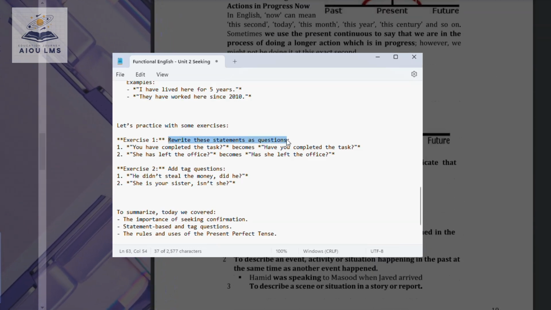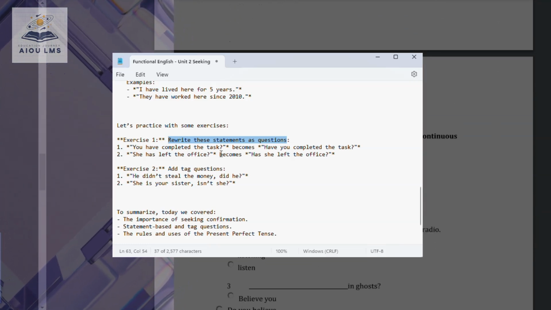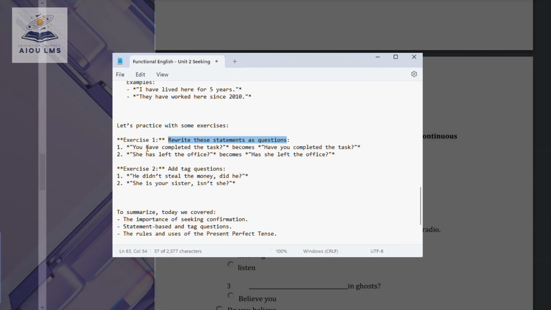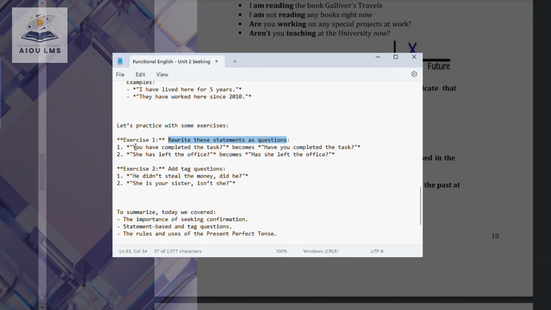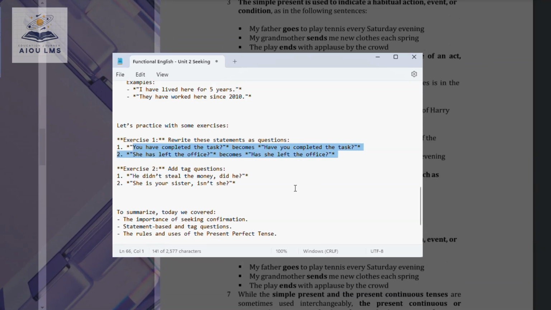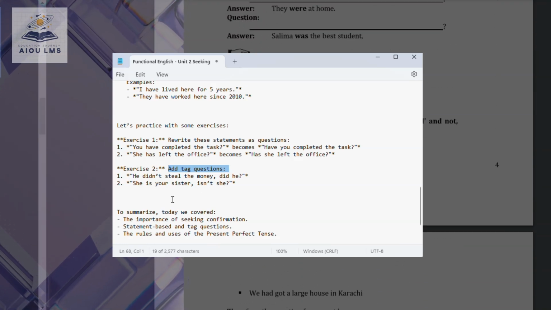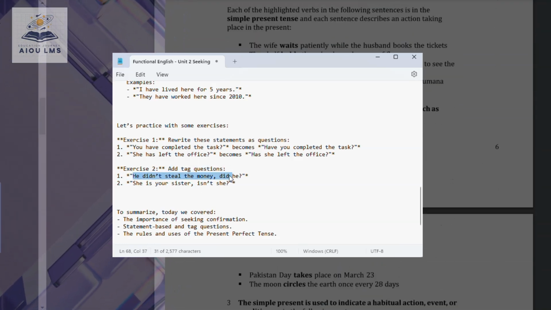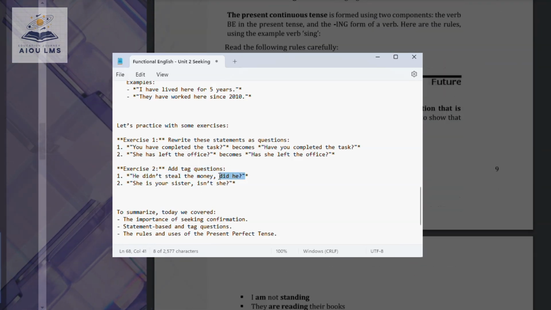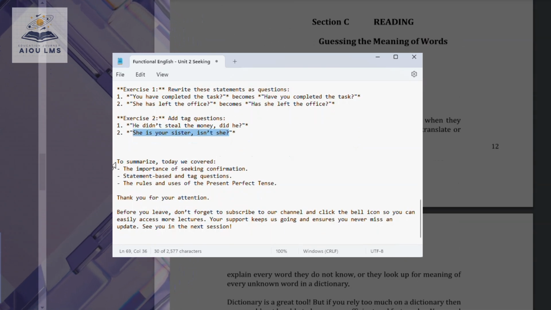Exercise 1. Rewrite these statements as questions. You have completed the task becomes, have you completed the task? She has left the office becomes, has she left the office? Exercise 2. Add tag questions. He didn't steal the money, did he? She is your sister, isn't she?